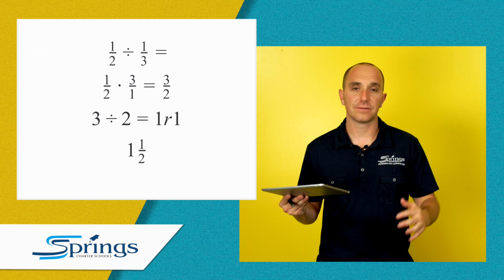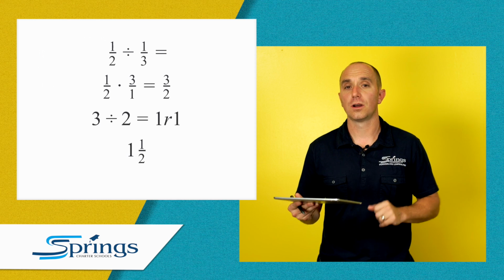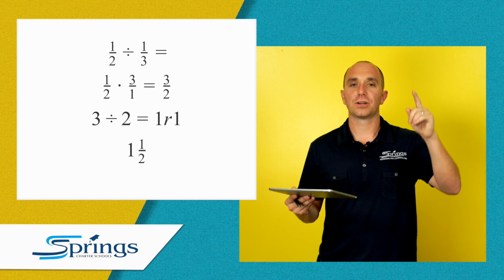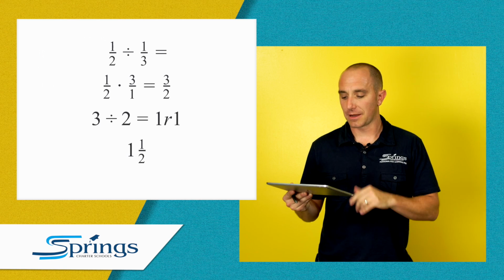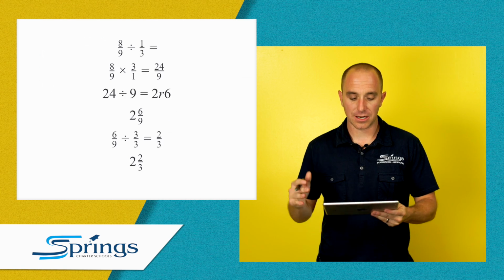Now, we can't leave it as an improper fraction. We have to change it to a mixed number. So we have 3 divided by 2 is 1 with the remainder of 1. And I know right now you're thinking, wait, my whole number is going to be 1. My remainder is going right on top of that fraction, and you're correct. So I have 1 and 1/2. Okay, let's try another one.